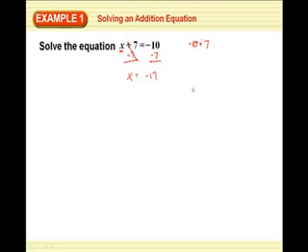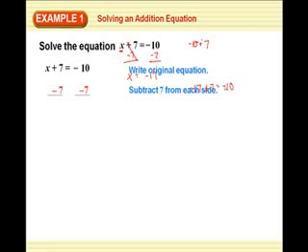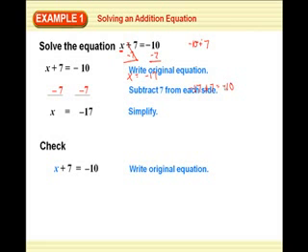Now what's cool about algebra is we're going to put that into the original problem and see if it's right. Is negative 17 plus 7 negative 10? Yes, so you know you're right. And that's the best part about algebra right there. So let's see how they did it. You always write the original equation. They minus 7 from both sides and then got negative 17. And then they checked it just like we did. And then it works.